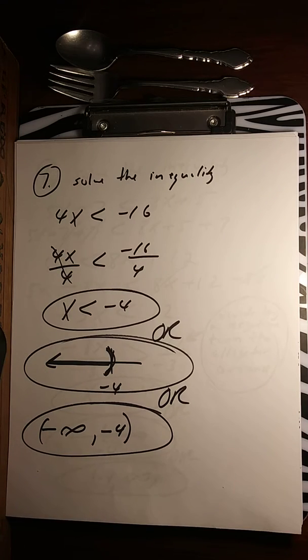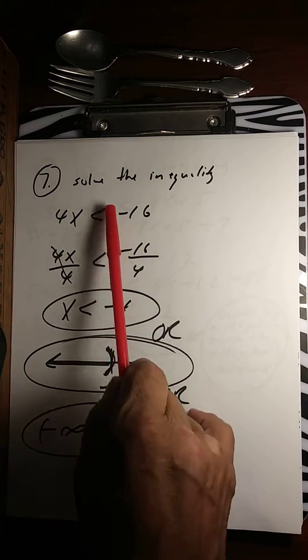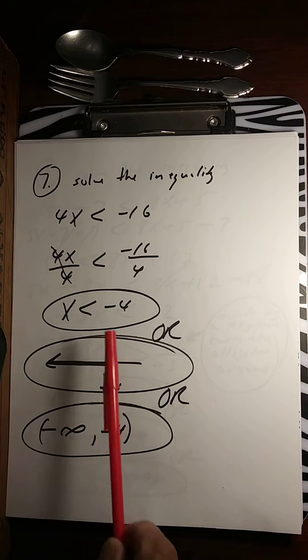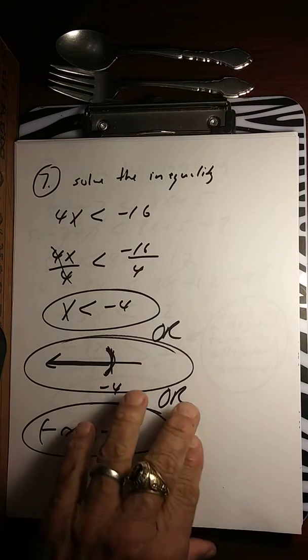Divide both sides by 4, by 4. Positive 4, sign stays the same. x less than negative 4, or negative infinity to negative 4, and don't include the negative 4.